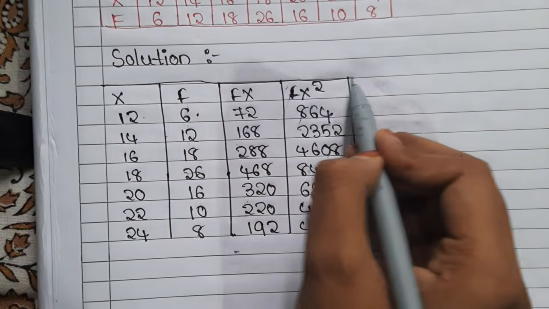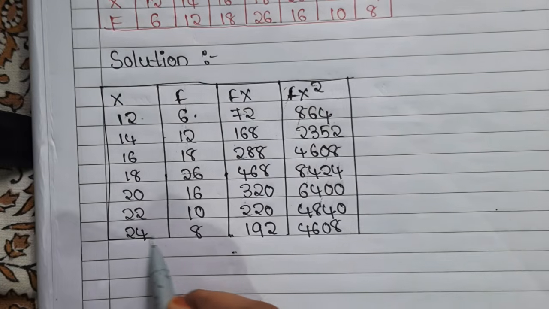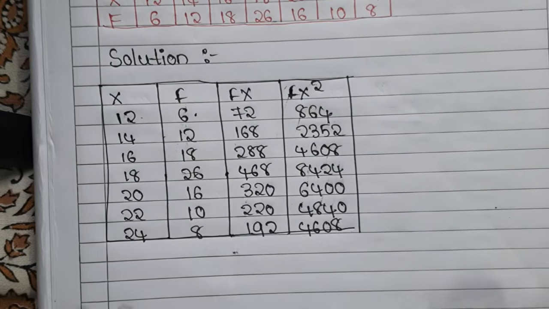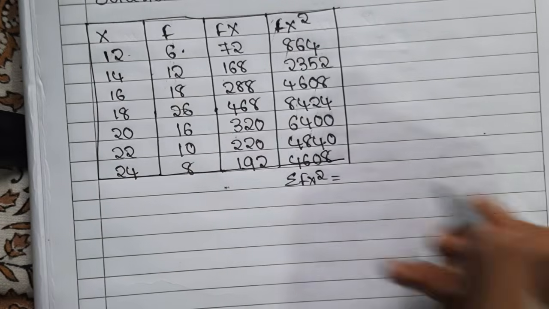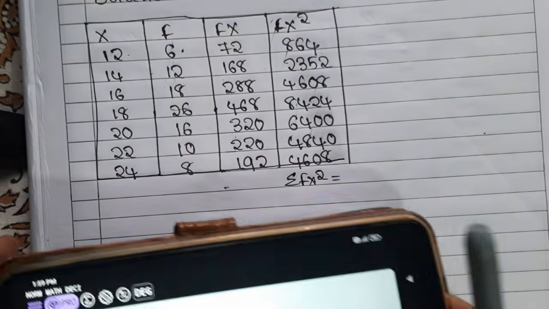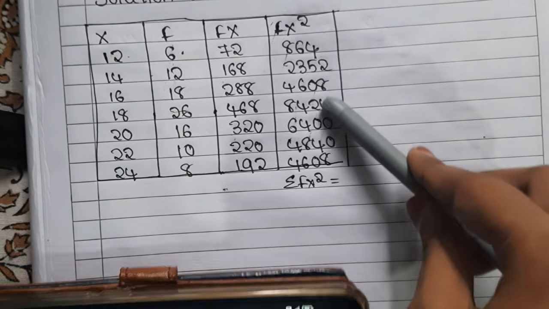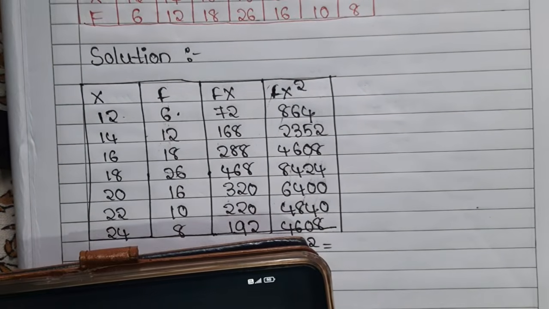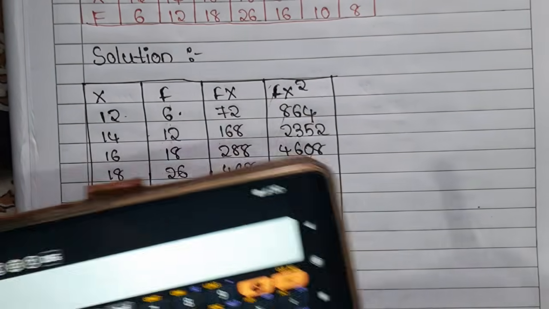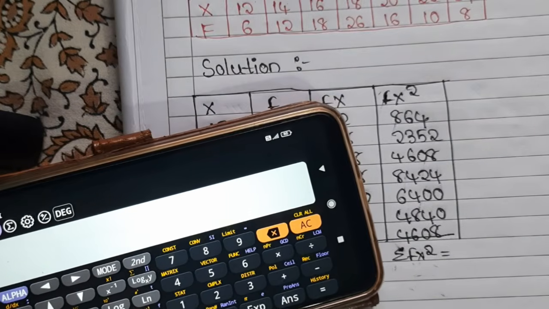Now you just draw a box, and now you should get sigma fx square. How much will be sigma fx square? Sigma fx square is nothing but when you add all these values, you will be getting sigma fx square. Okay, let us add all the values. Let me do it here.